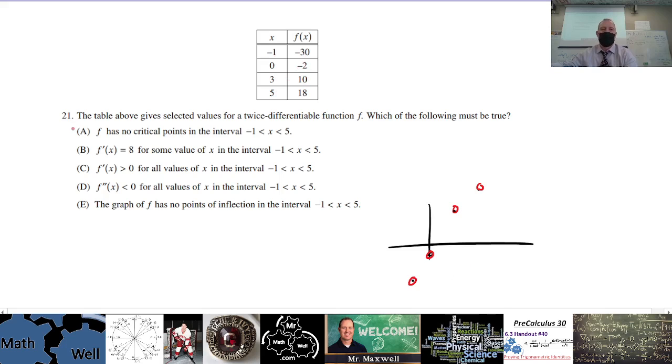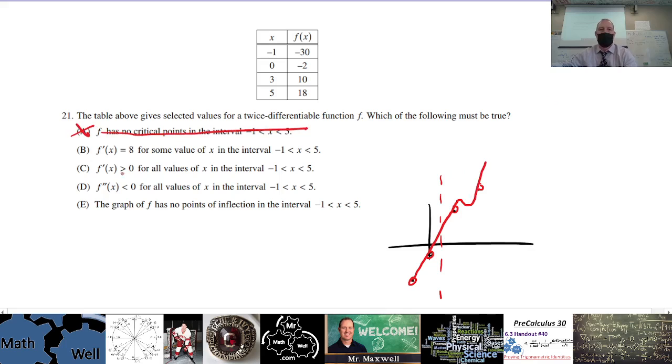Okay, so A, let's think about A first. A has no critical points on the interval -1 to 5. Well, critical points talk about an asymptote, which we have no idea in between these points what happens. So it could have an asymptote, could also have a local max or min, right? So this graph could go something like this, and then it could go like this and back up. So we don't know that. So it's not this one. This does not have to be true.